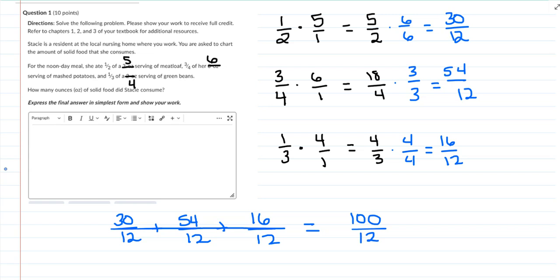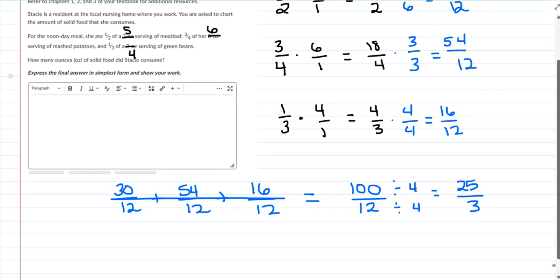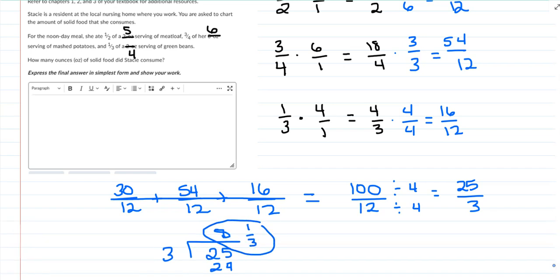These are both going to be divisible by 2, at least 2. So we can start with the 2. Actually, let's go with 4. They're both divisible by 4. 100 divided by 4 is going to be 25. 12 divided by 4 is 3. You can leave your answer like this, 25 over 3. You could also do a mixed number. 3 goes into 25. Let's see, 7 times. No, 8 times. Sorry. 8 times 3 is 24 with a remainder of 1. So 8 and 1/3 ounces of solid food.